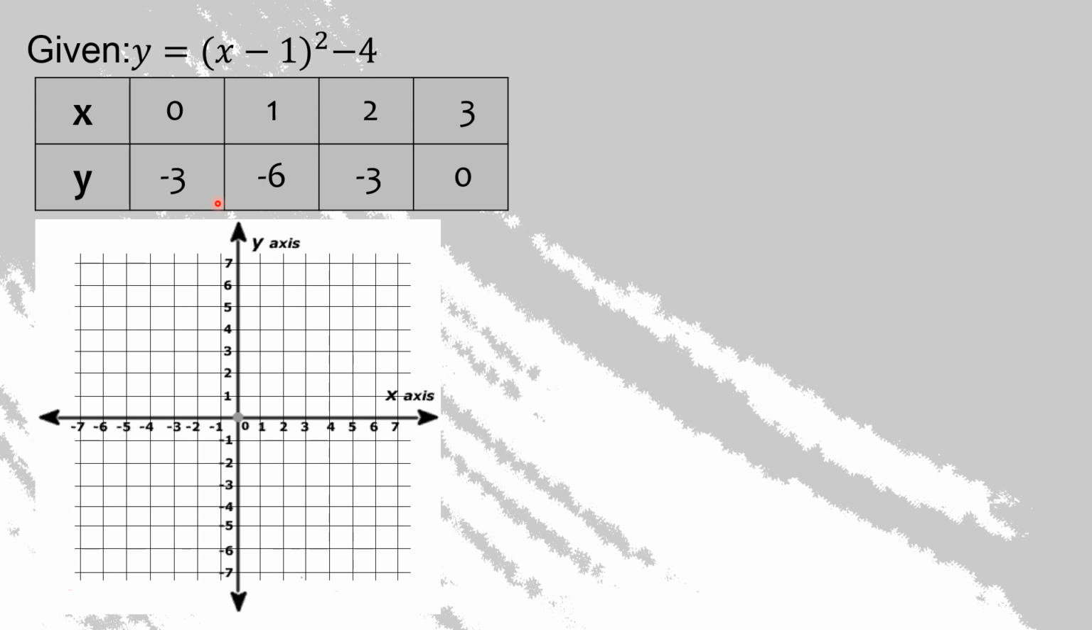0, negative 3. So, since 0 ang x, doon tayo magpa-plot ng point sa eksaktong y coordinate, which is negative 3. So, dito yon. So, let us plot the point. And then next, 1, negative 4, so positive 1 of x and negative 4 of y. So, dito tayo magpa-plot ng point.